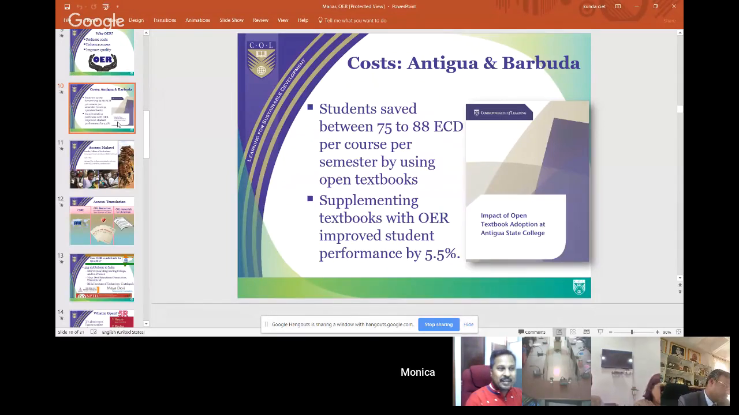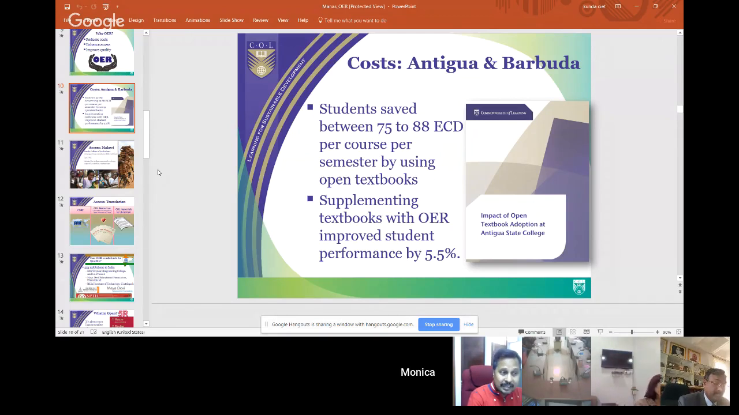You see the example of reducing costs. Commonwealth of Learning recently came out with research. The findings from Antigua and Barbuda show that students saved between 75 to 88 ECD per course per semester by using open textbooks. See, 75 to 88, this is their currency, which they saved by using open textbooks.